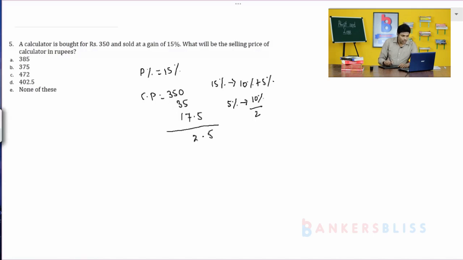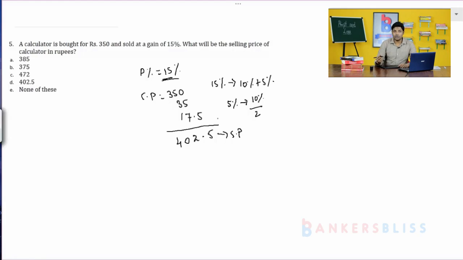7 plus 5 is 12, 1 carry over. So 10, 1 carry over. So you got 402.5. This is the selling price. See, orally you can do it. They have given the cost price and they have mentioned the profit percentage as 15%. So 15% has to be calculated on the cost price.